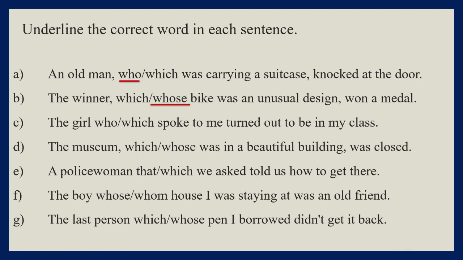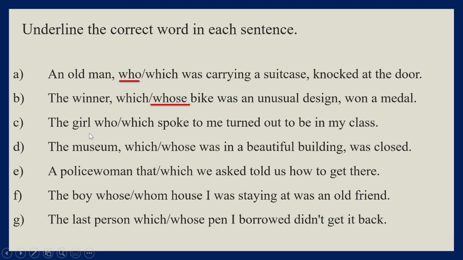You're right, the answer is whose, because the word after whose belongs to the word before whose. We say the bike belongs to the winner, so the answer is whose. The relative pronoun we use here is whose. And our relative clause is a non-defining one because it is giving extra information and you can simply remove it from the sentence. The winner won a medal.